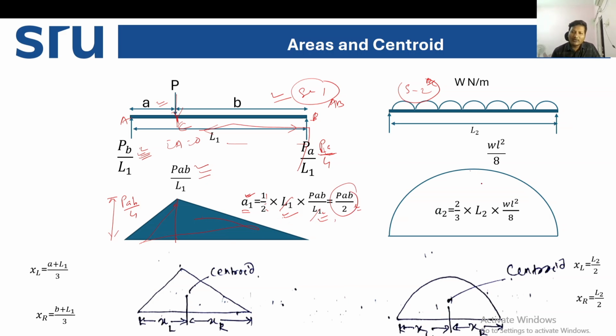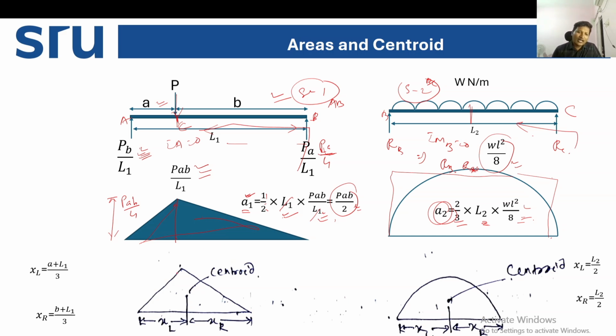Similarly, how to find out area 2? Looking at the second case, this is A, B and C. In a similar way, you can find out the reactions RB and RC. Take moment at point B equal to 0 and find out RB and RC. When you find the moment at the center, similarly RC into perpendicular distance, the formula is W L square by 8. So the maximum height is W L square by 8. How to find out the area? Area 2 is nothing but 2/3 of base into height. So 2/3 of L2 into W L square by 8. That is your area 2.